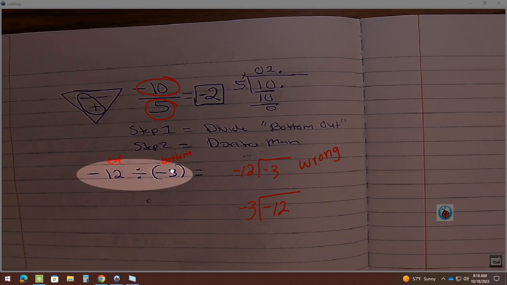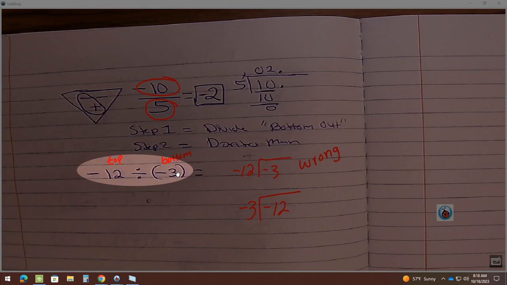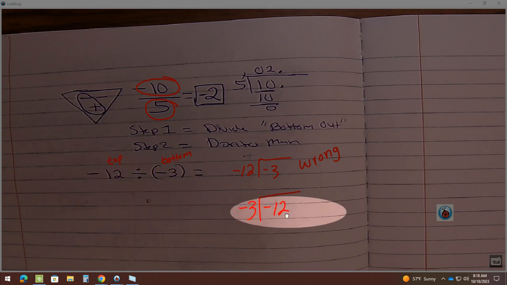Who are we dividing right here? The 12. So when you put the 3 inside, now you're dividing who? 3. That's why you're wrong. So I need to know, negative 12 divided by negative 3. I'm dividing the 12. So the 12 should be inside, because that's the one you're dividing.